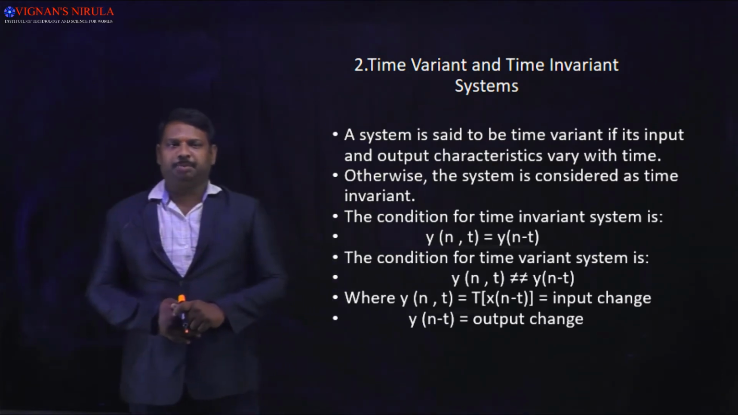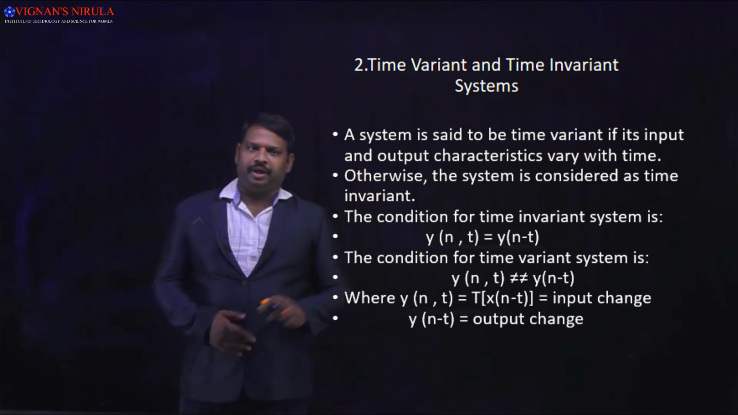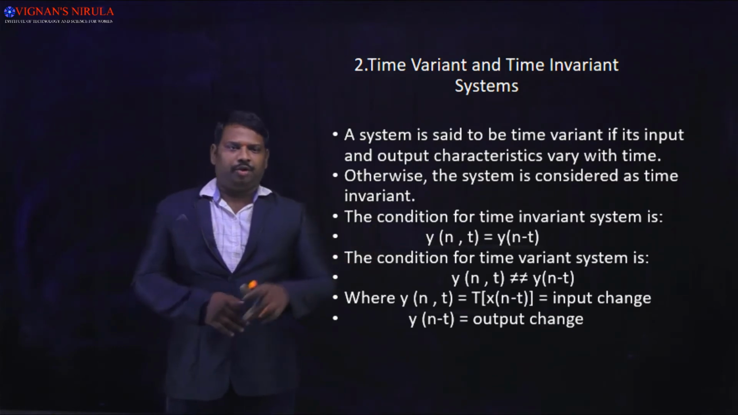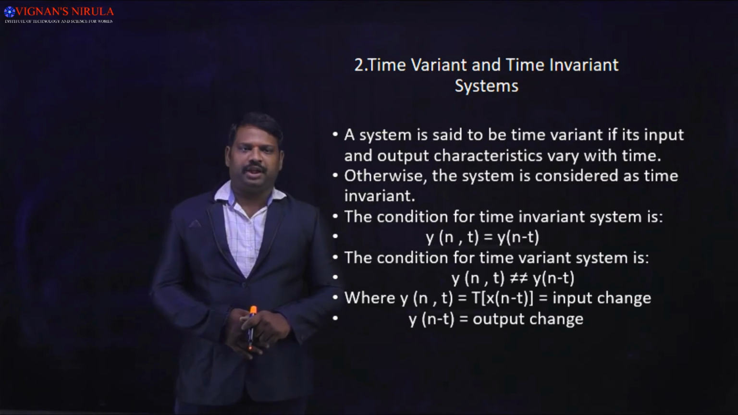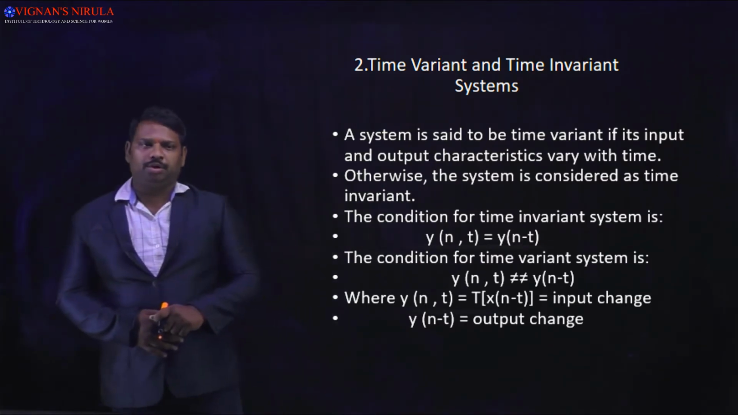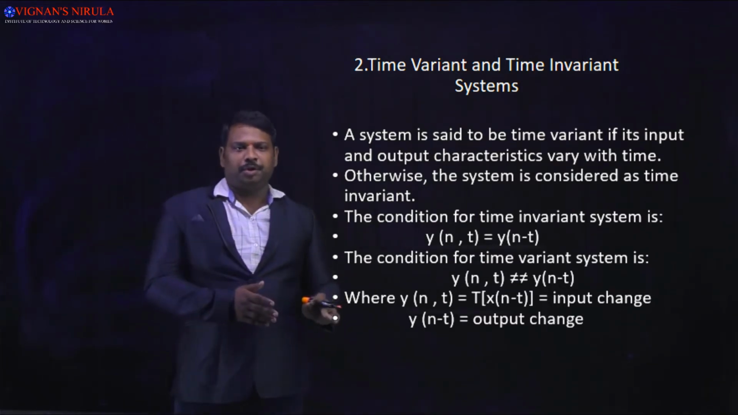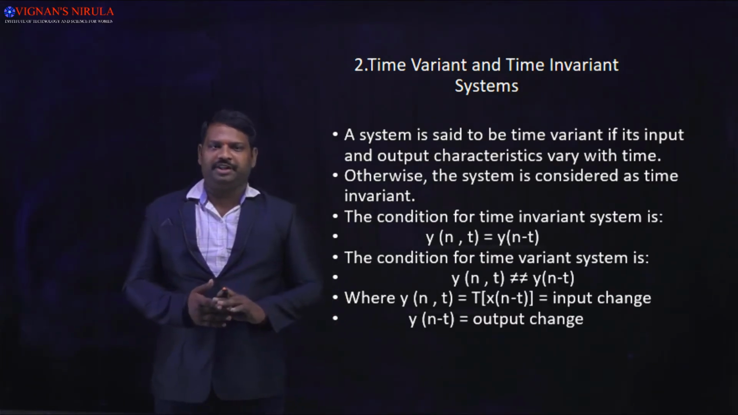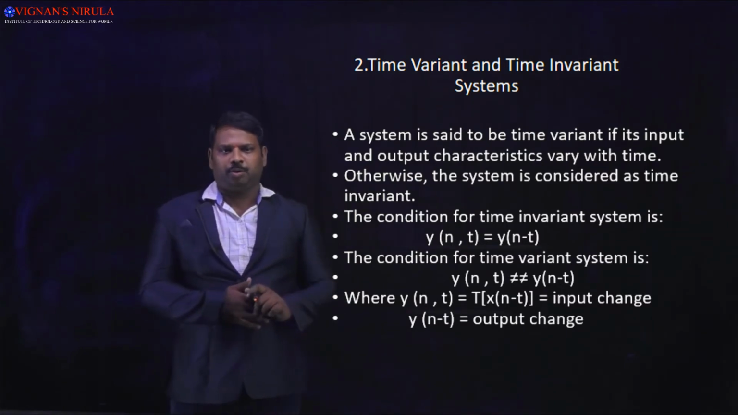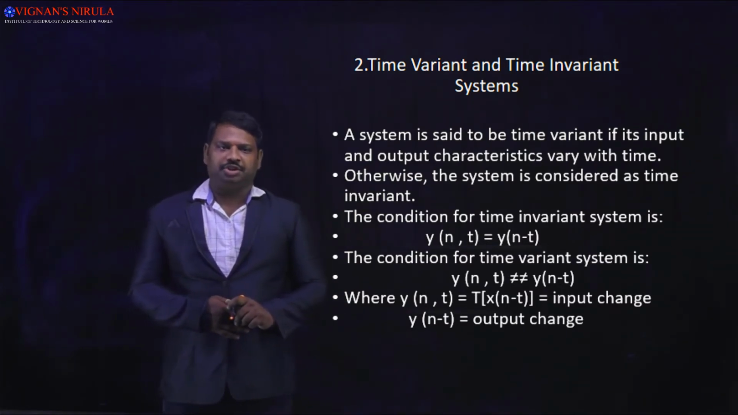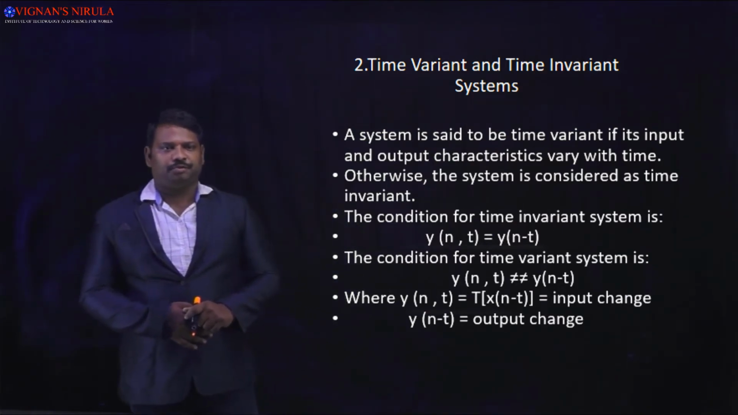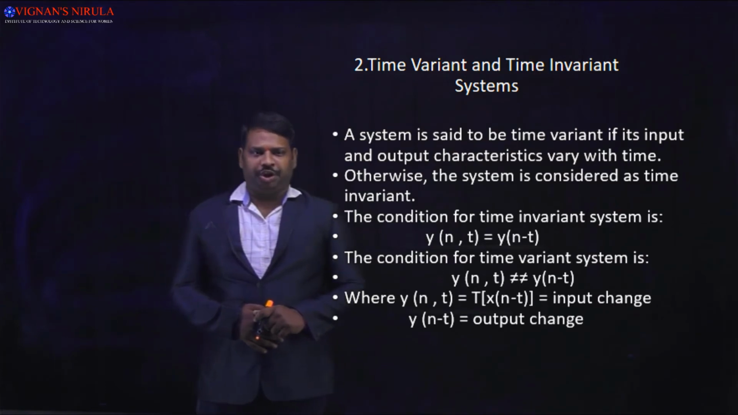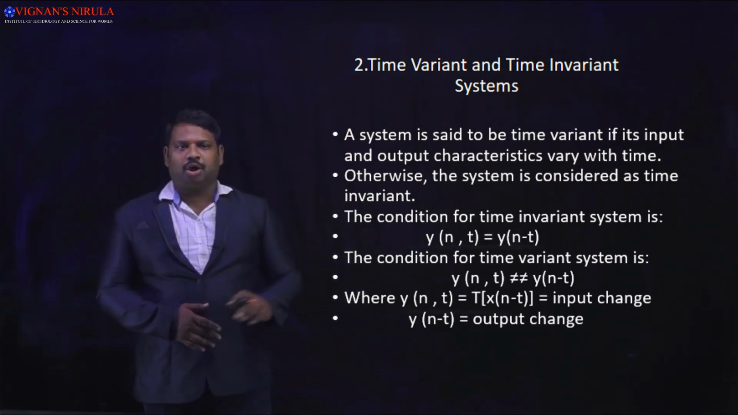For checking time invariance and time variance, the condition is y of n comma t equal to y of n minus t. The condition for a time variant system is y of n comma t not equal to y of n minus t. If both are equal, it's a time invariant system. If they are not equal, then it is a time variant system, where the transformation x of n minus t is the input change and y of n comma t is the output change.